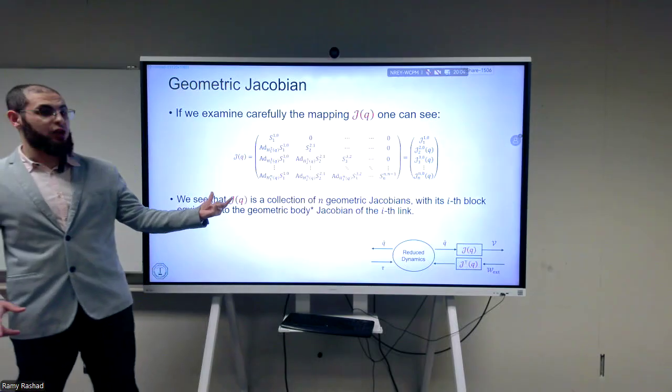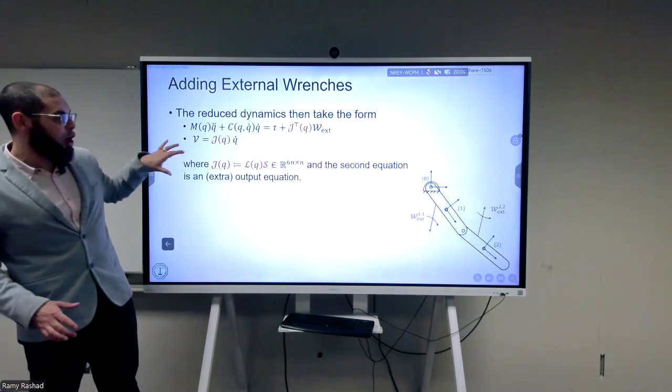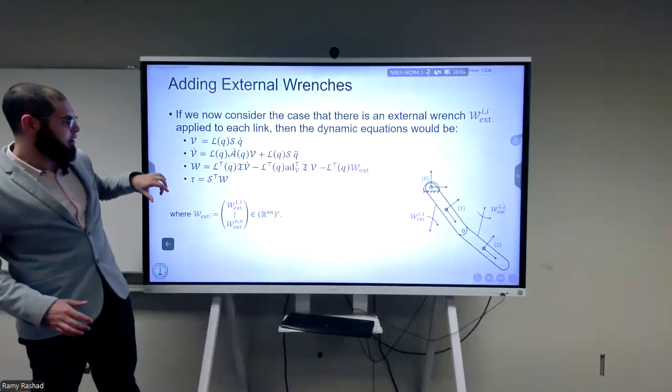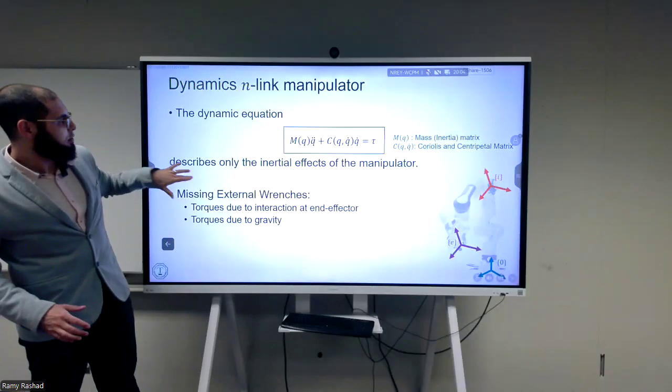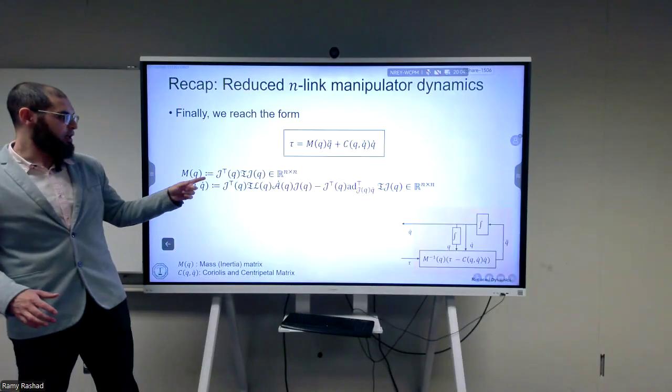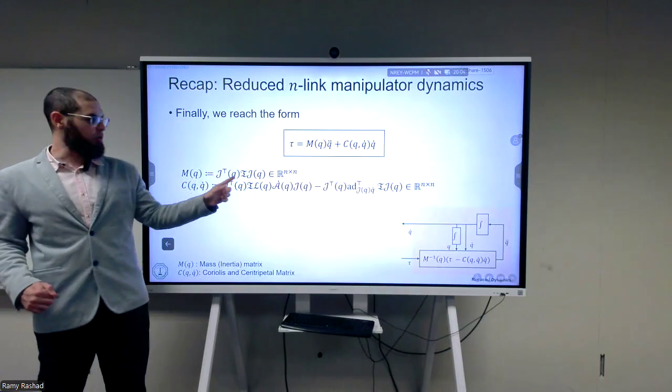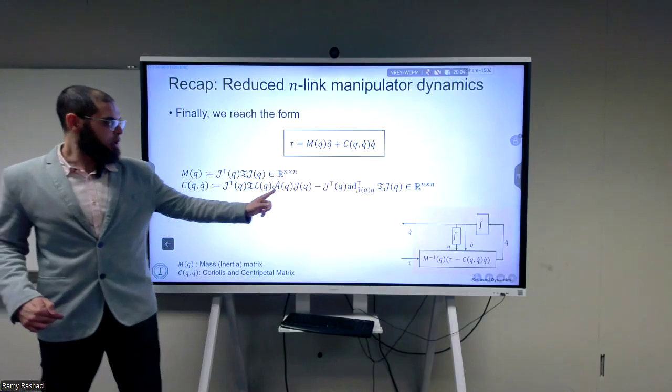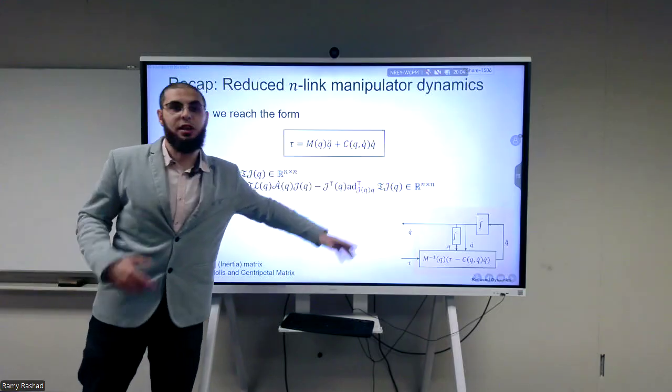Which means that J of q is this very important matrix that appeared a lot. If you go back to this expression, you see that J appeared a lot: there's a J transpose, J and J transpose, and J, and so on. So it appeared a lot.